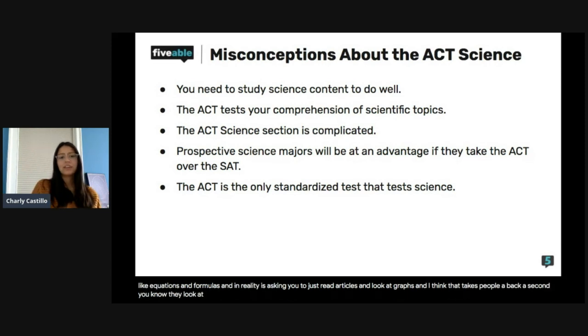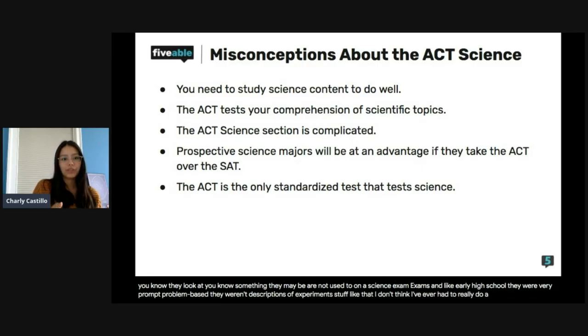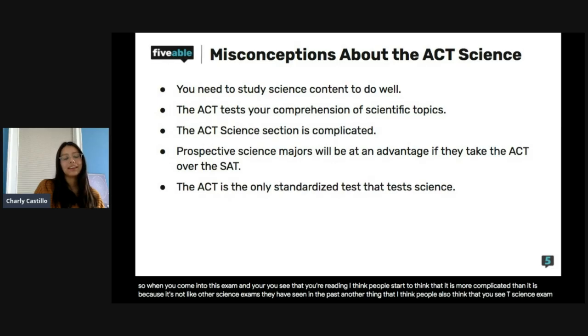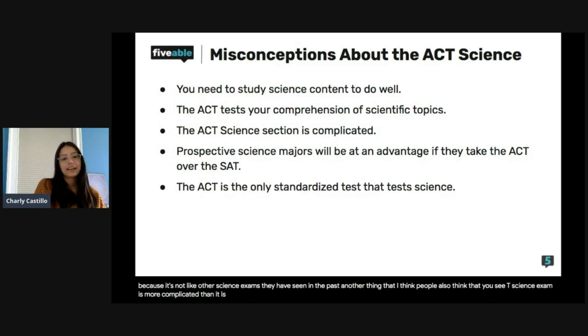They look at something they maybe are not used to on a science exam. I know from when I took science exams in early high school, they were very problem-based. They weren't descriptions of experiments, stuff like that. I don't think I've ever had to really do a formal lab report. So when you come into this exam and you see that you're reading, I think people start to think that it is more complicated than it is, because it's not like other science exams they have seen in the past.